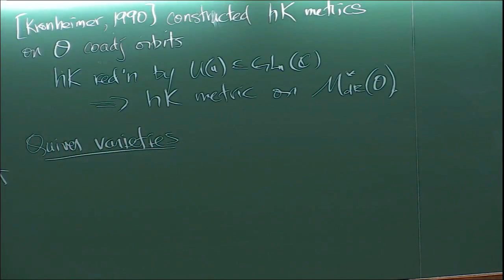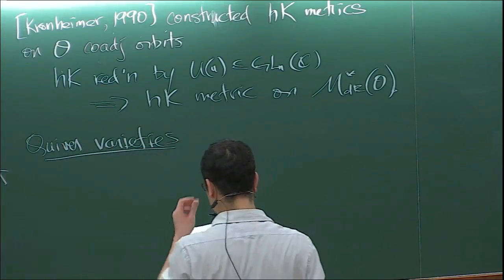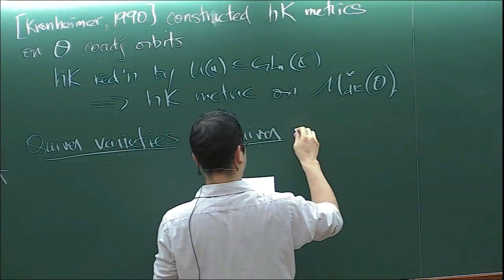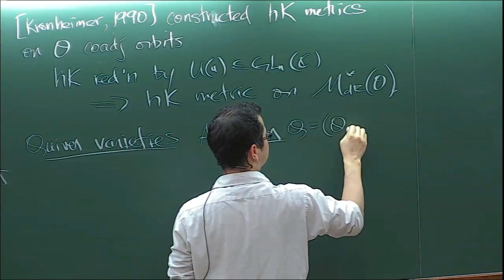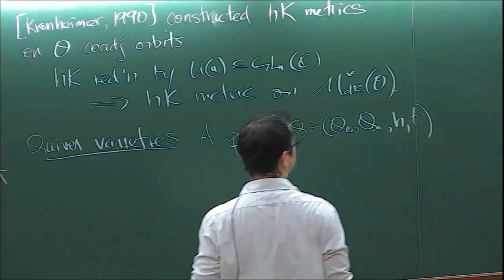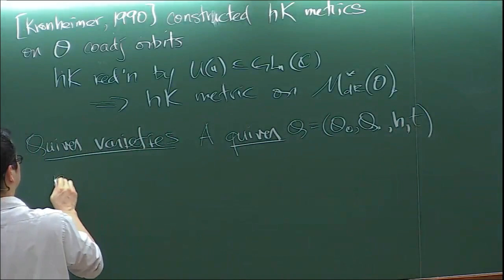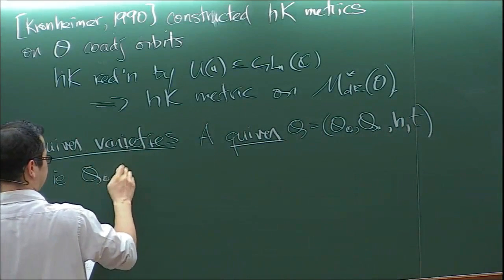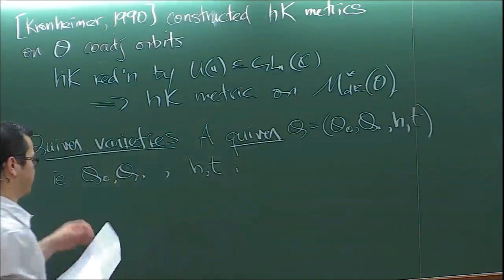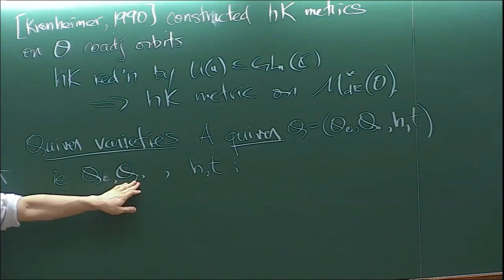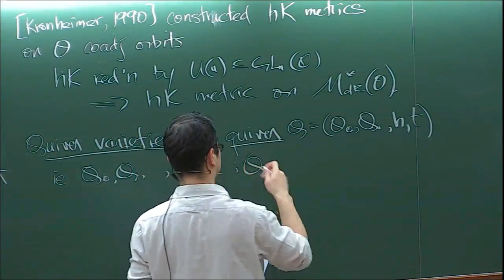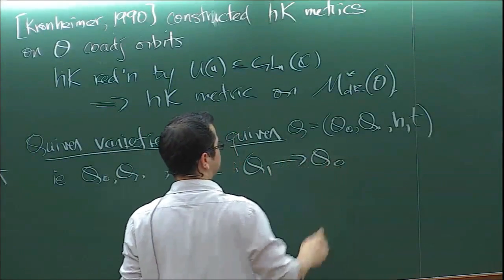So let me just try to quickly explain what these are. A quiver Q consists of two sets Q0, Q1, and two maps H and T. So this is a directed graph. These are two finite sets, and H and T. Q1 will be the set of arrows, and Q0 will be the set of vertices. So for each arrow, you have a head and a tail. So these are the two maps.